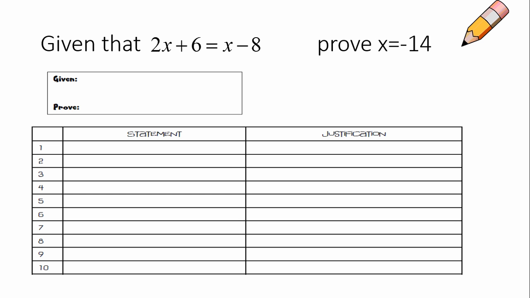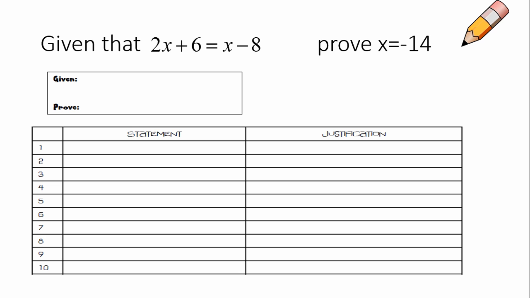So get out your handy dandy reference sheets, okay, because we're talking about using properties today, and sometimes you might not know the exact name for the property, and you can use that reference sheet to help you out. So this is the first proof we need to make sure that we can get into our notes. It says, given that 2x plus 6 equals 8 minus x, we are to prove that in fact x equals negative 14.